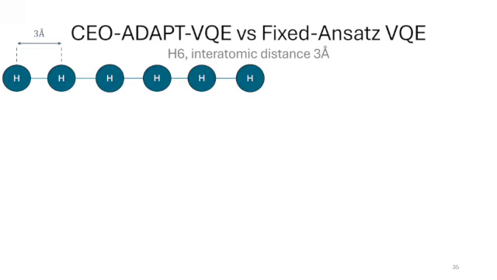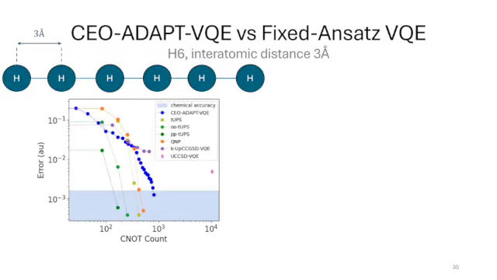We are comparing variants of ADAPT-VQE, but we can also have some circuits that are not adaptive. So we can have some circuit structure that is informed by chemistry or otherwise, and we can optimize these circuits as well and compare them to ADAPT-VQE. Here I have a few examples of these techniques. The plot shows the error versus the CNOT count in the circuit.